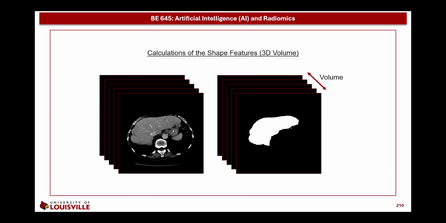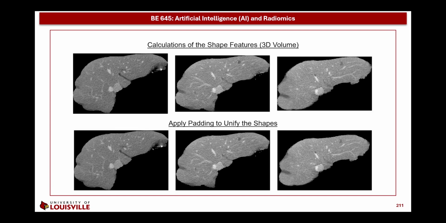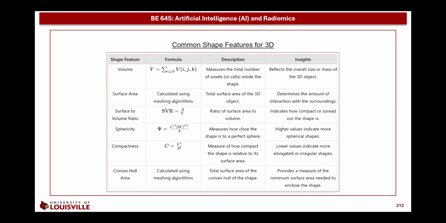Now we need to move to calculate the shape features for a 3D volume. We will do the same process to read the volume by getting the images and the corresponding masks, apply the extraction of ROIs and combine them together, and then pad the volume or the images, then combine them to unify the shapes. There are many 3D shape features. Some of them are covered here, such as the volume, and the volume will measure the total number of pixels or cells or elements inside the shape.